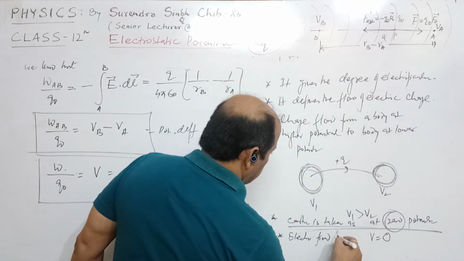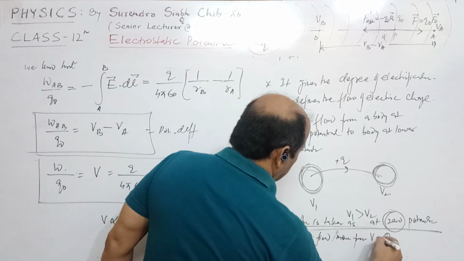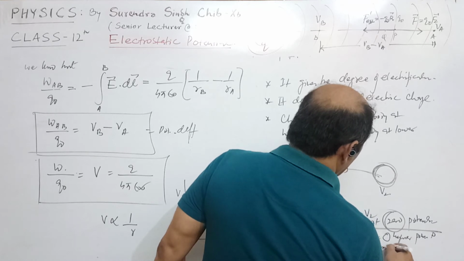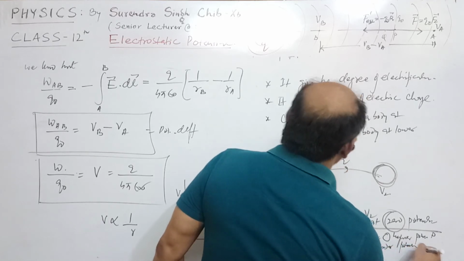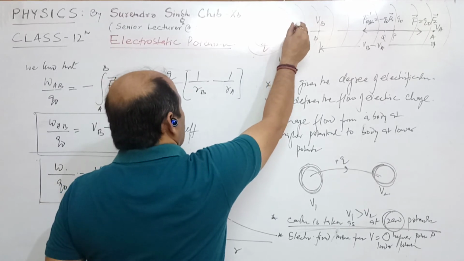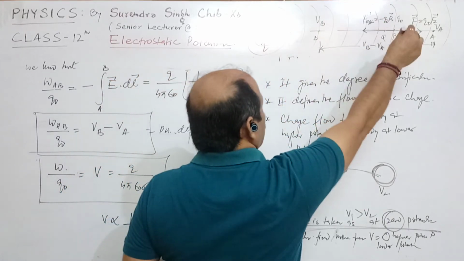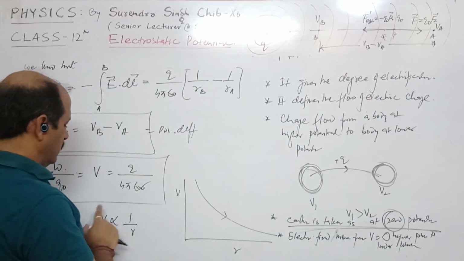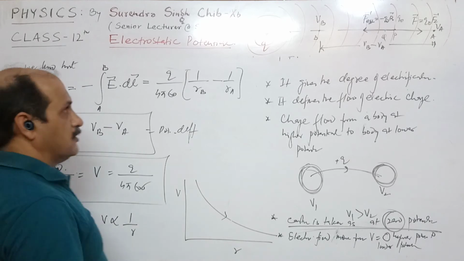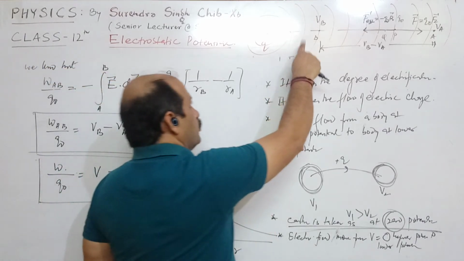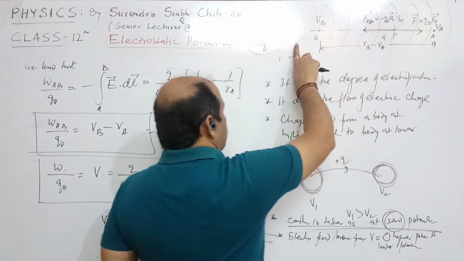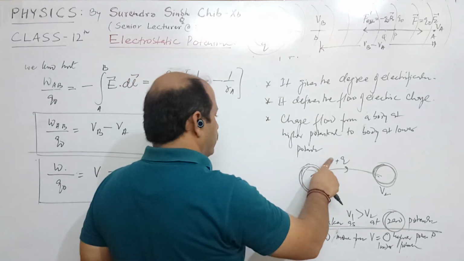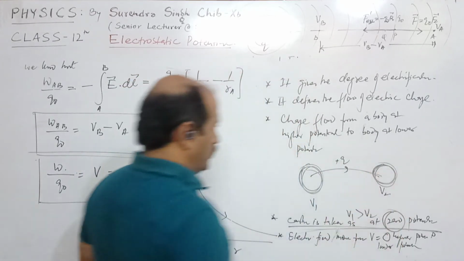Electric field moves from higher potential to low potential. तो इसका पोटेंशियल ज्यादा है और उसका पोटेंशियल कम है. As the distance increases, potential decreases for a positive charge. So for a positive charge, the potential is more here and less here, and electric field moves from higher potential to lower potential. Positive charge also moves from a body at higher potential to lower potential.